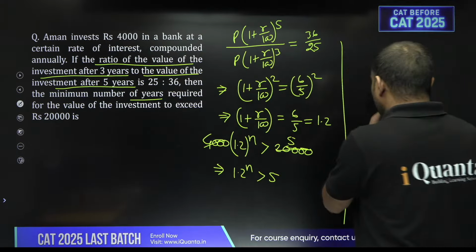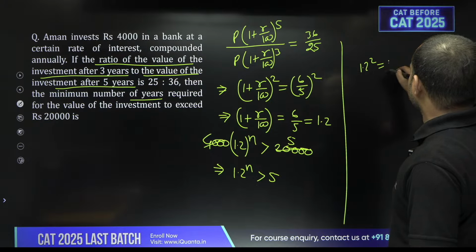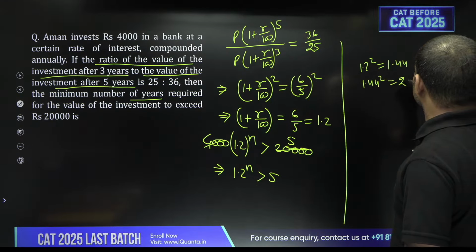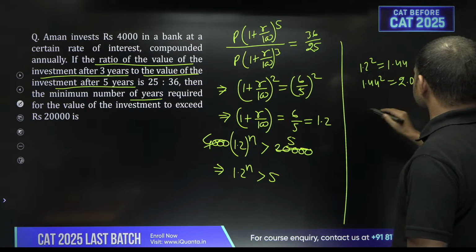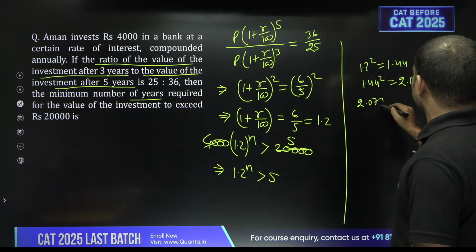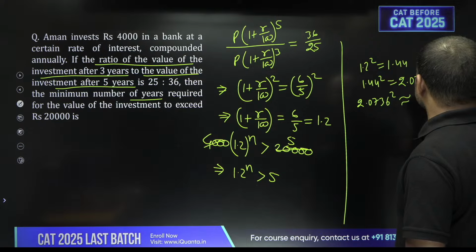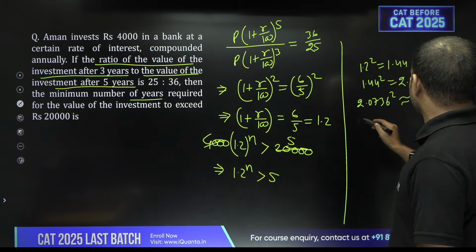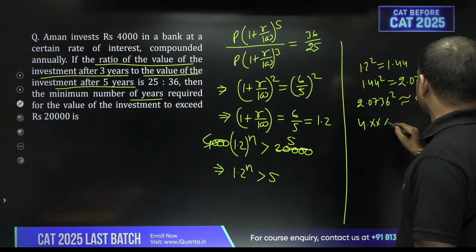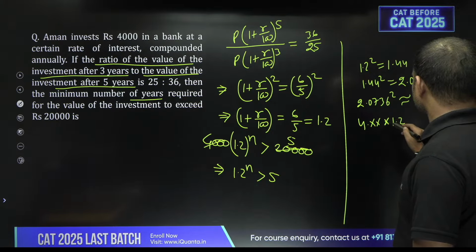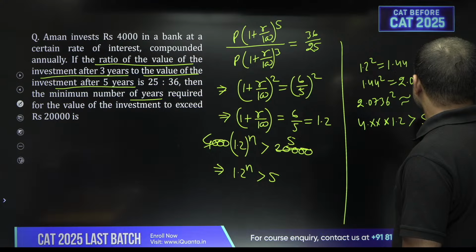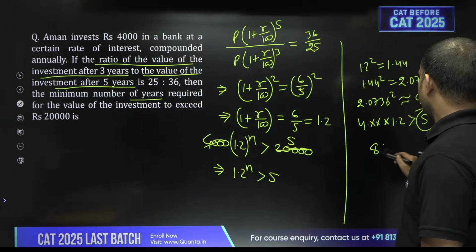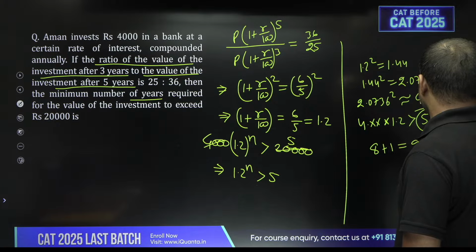So, what we can do? 1.2 square is equal to 1.44. 1.44 square is 2.0736. 2.0736 square will be very close to 4 point something. And now, if you multiply this 4 point something into 1.2, okay, then this will exceed 5. So, you can see 2 to 2, we are getting 8 plus 1, that is equal to 9 years.